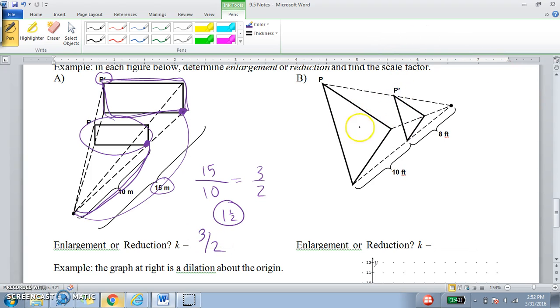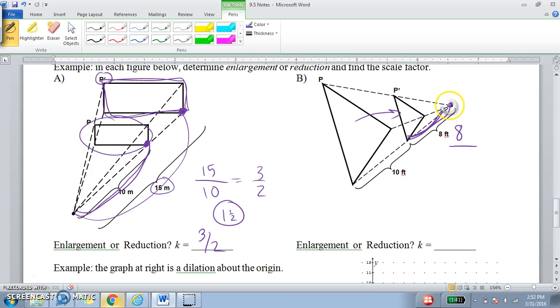For this one, this is definitely a reduction because this shape is turning into this shape. It's smaller and it's closer to our center. So we know that this value should be less than 1, whatever we get. So if we get a number bigger than 1, we know we did it wrong. So we start with the distance from the center to a point on the image, which would be right here, 8. So that's what we start with.